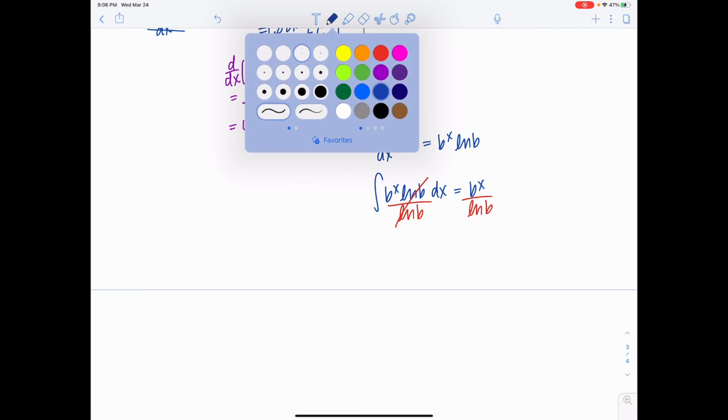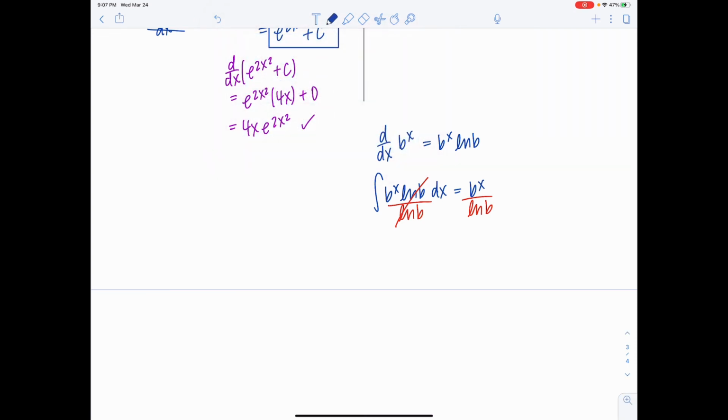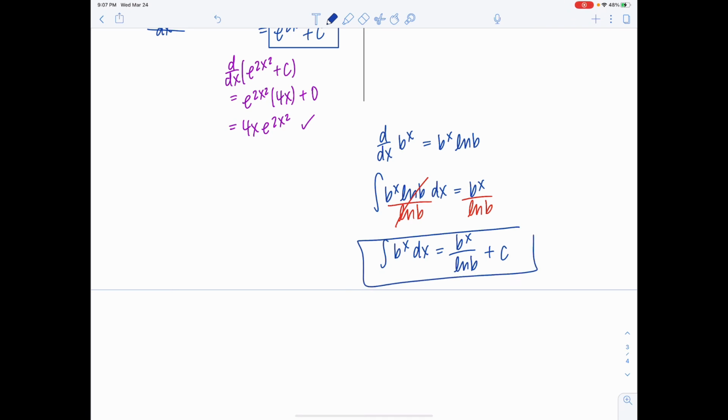And here is our new antiderivative. It says that the integral of b to the x dx is itself divided by ln of b plus c. So I'm allowed to do this because ln of b is a constant. It's a number. It's not something with a variable in it.